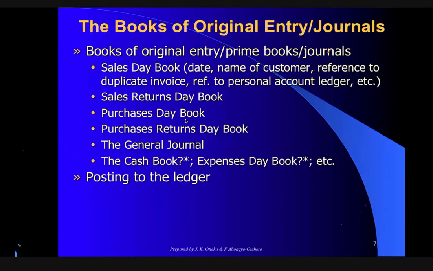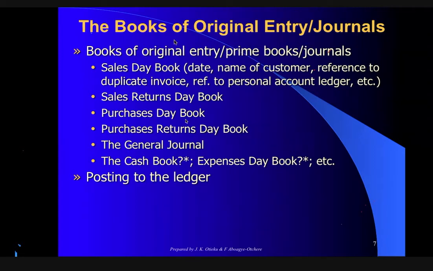Then we also have the general journal, where we record other things that do not fall under the sales, the purchases, and the cash book. Sometimes some unusual transactions may occur. For instance, sometimes you buy or sell your fixed assets. You record them there in that sense.